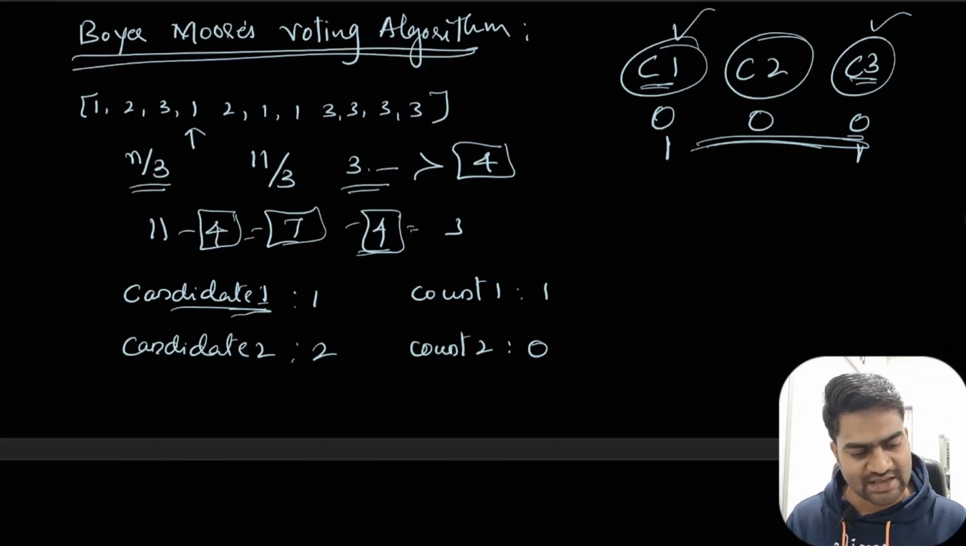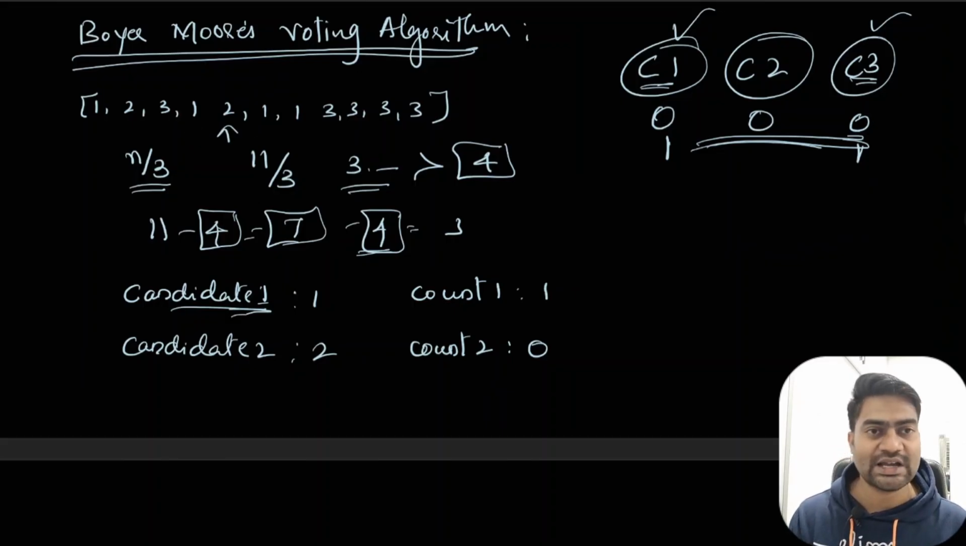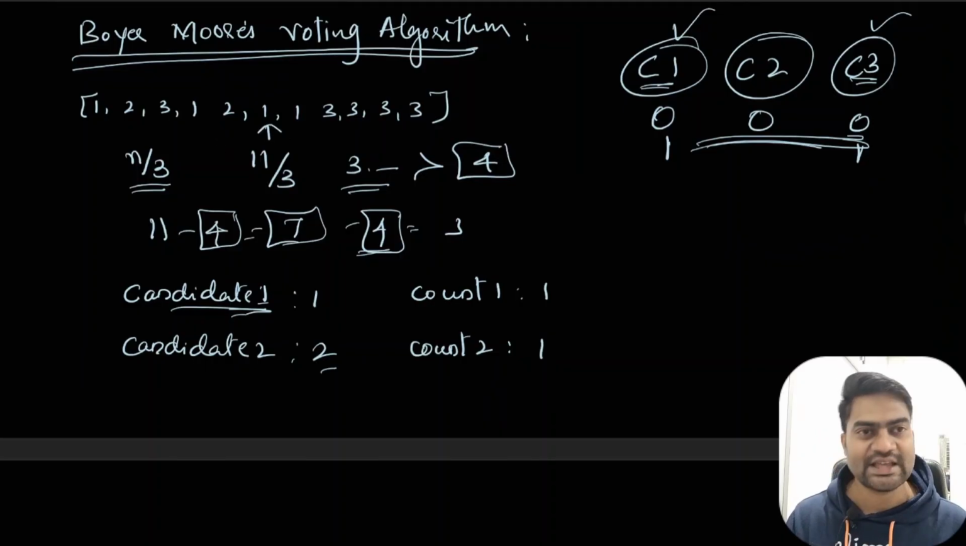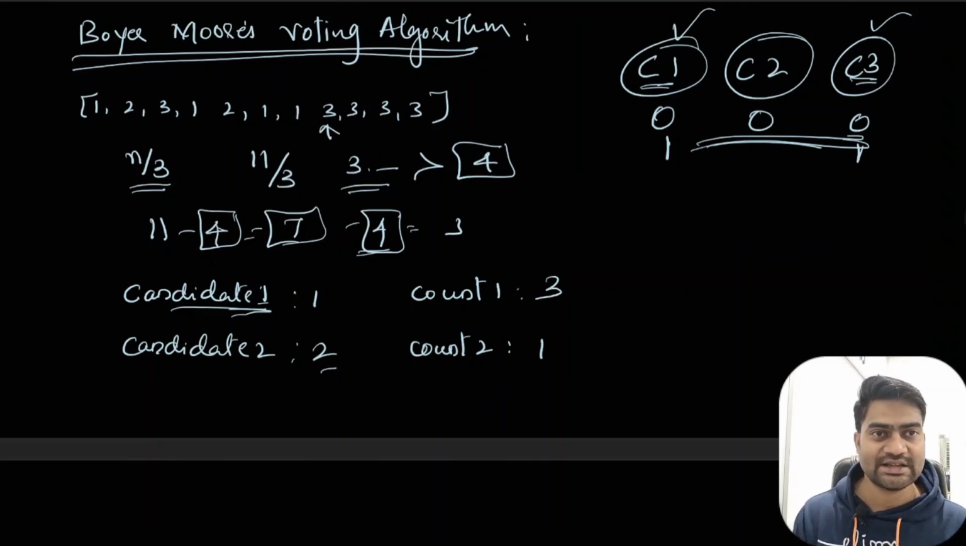Next I will move to next number, which is 2. Now it is candidate 2, so I will increase its count by 1. Now I will move to next number. Now I get 1, so it is candidate 1. I will increase the count to 2. Now I will go to next number. Again it is 1, so I will increase the count to 3. Next I will go to next number.